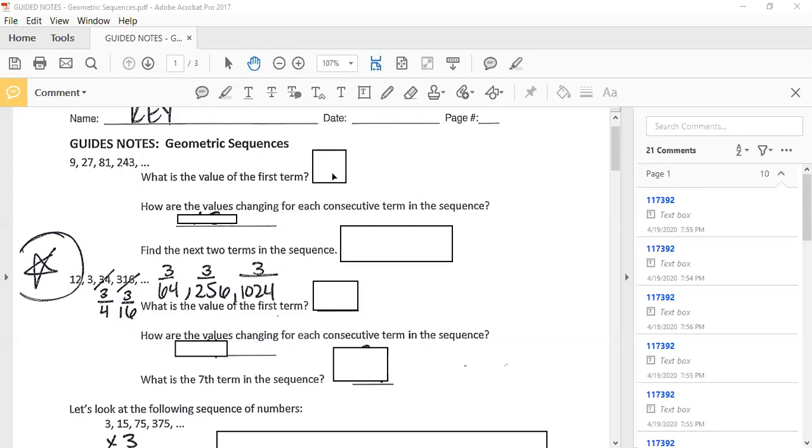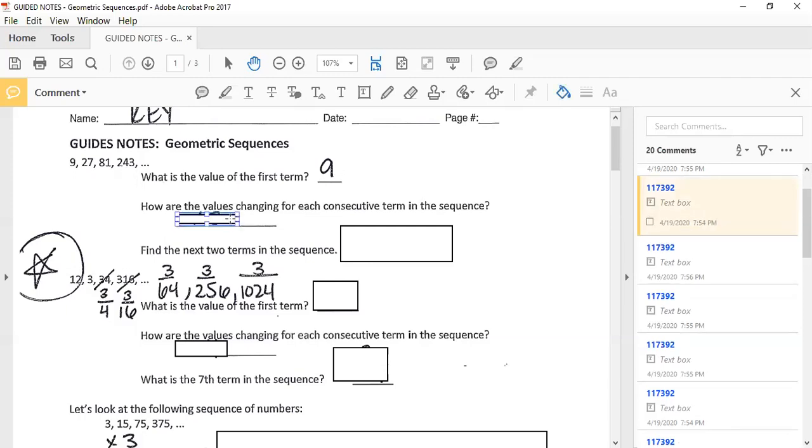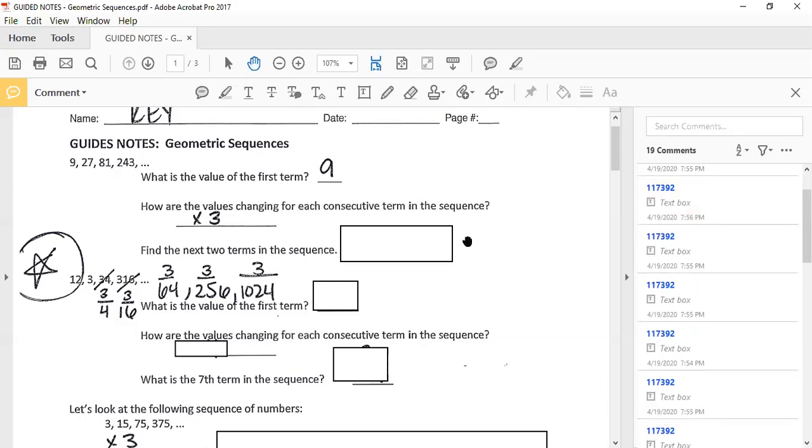You're ready to go. Taking a look at this first sequence here. The first term is, no, seriously, what's the first term? Okay, yeah, great. It's 9. You got it, okay. And you can see here that I gave you a big hint. I said geometric sequences involve multiplication. So what's the rule here? Okay, yeah, you got it. It's multiplying by 3 every time.